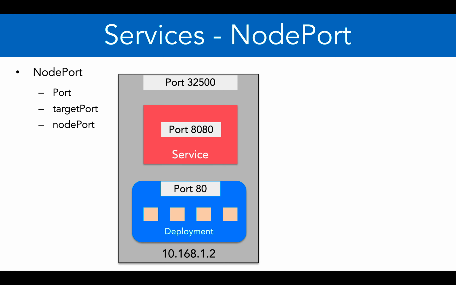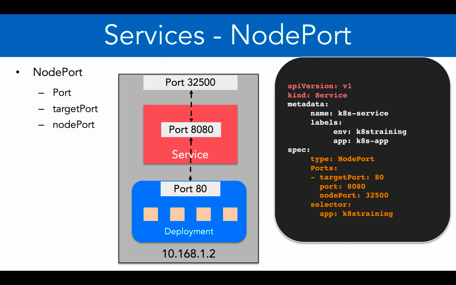The physical port 32500 is mapped with the service port 8080, which in turn is mapped with the container or application port 80. So port, target port and node port are in the context of service. Port is for service itself, target port is where the service is trying to send the traffic to, and node port is the port of the node. And this is how the mapping is done.